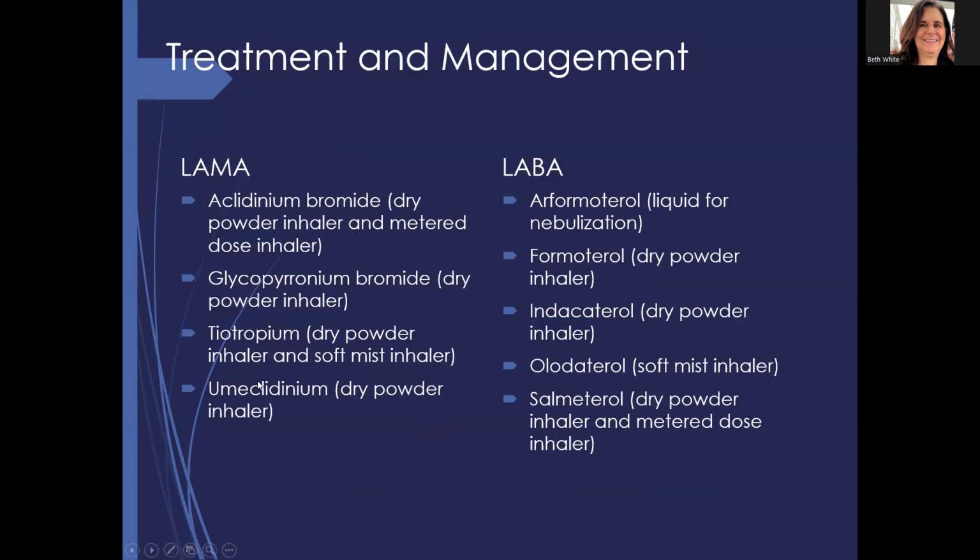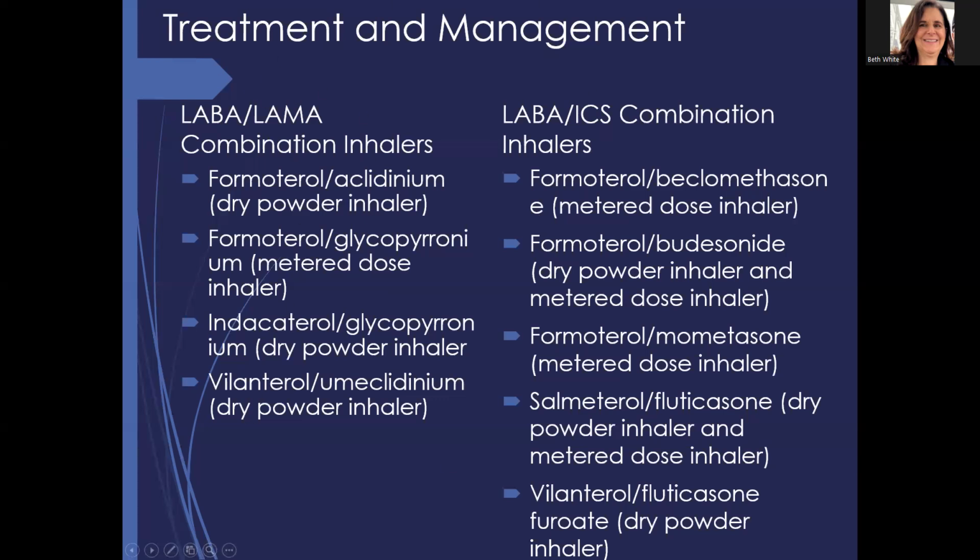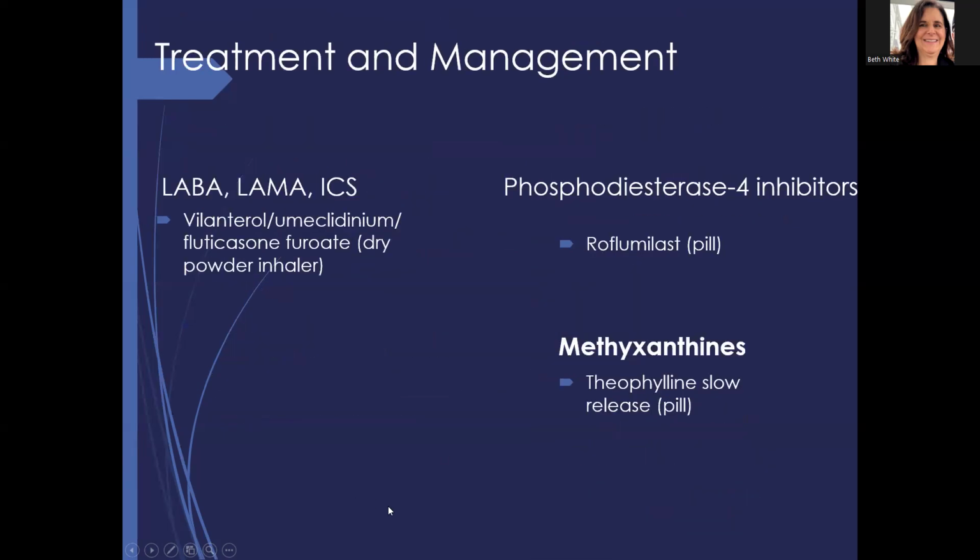So here are some of our LAMAs. We've talked about them in Pharm. I don't need to talk about them again. You guys can read them. Okay, LABA/LAMA combinations. Okay, LABA/ICS combinations. Again, you guys can read these. These are the ones patients really like, the vilanterol, umeclidinium, and fluticasone combination. So those are really good. And then roflumilast, those phosphodiesterase 4 inhibitors, those only work on a very, very small percentage of patients. And then again, theophylline or methylxanthines only work on a very small population of patients.